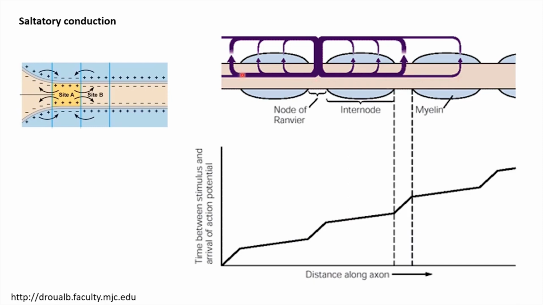This kind of hybrid conduction is sometimes called saltatory conduction. Saltatory is a Latin term that basically refers to dancing or jumping, because here we can think of the action potential as jumping from one node of Ranvier to the next.